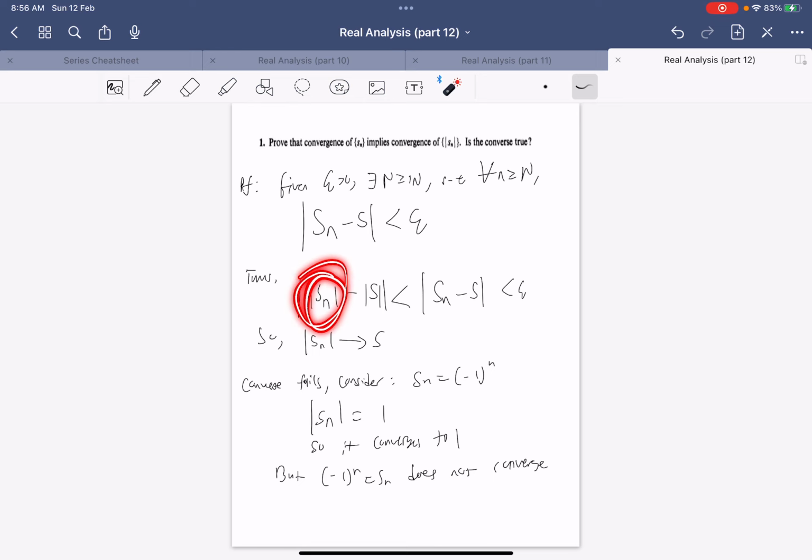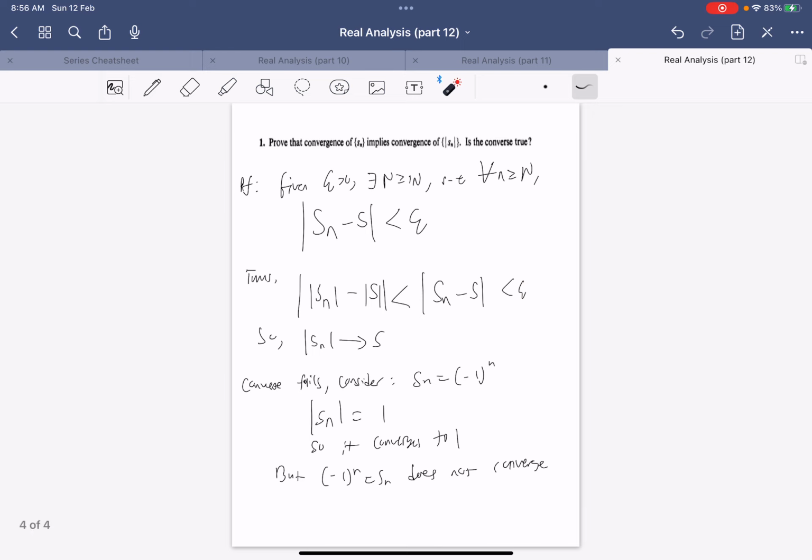And then you know that by the triangle inequality, the absolute value of Sn minus the absolute value of S is less than or equal to the absolute value of Sn minus S, which is strictly less than epsilon. And so this converges to the absolute value of S. And we're done. So I hope the proof is fairly simple.